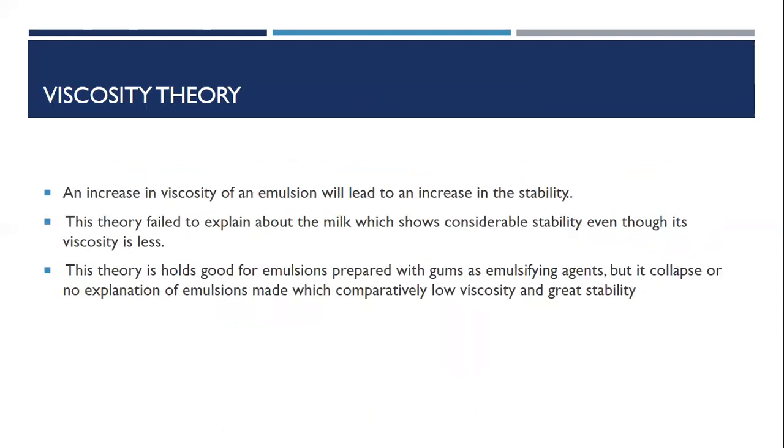The next is viscosity theory. As per this theory, an increase in the viscosity of an emulsion will lead to an increase in its stability. This theory failed to explain milk, which shows considerable stability even though its viscosity is low. This theory holds good for emulsions prepared with gums as emulsifying agents, but it collapses in explaining emulsions made with comparatively low viscosity and greater stability.